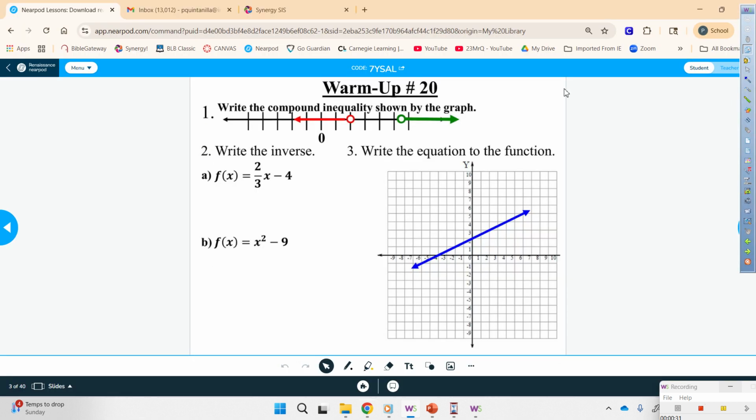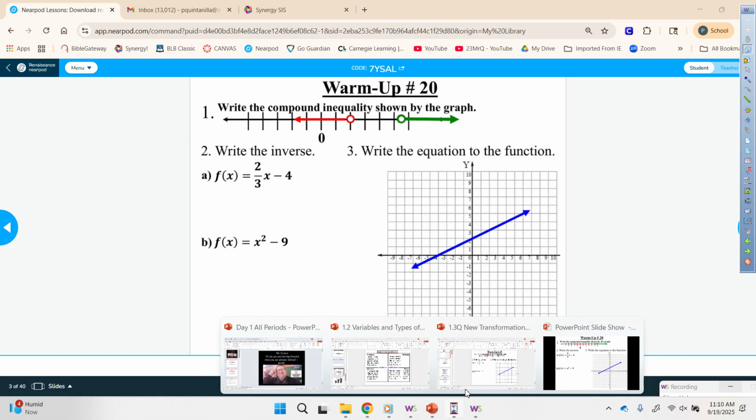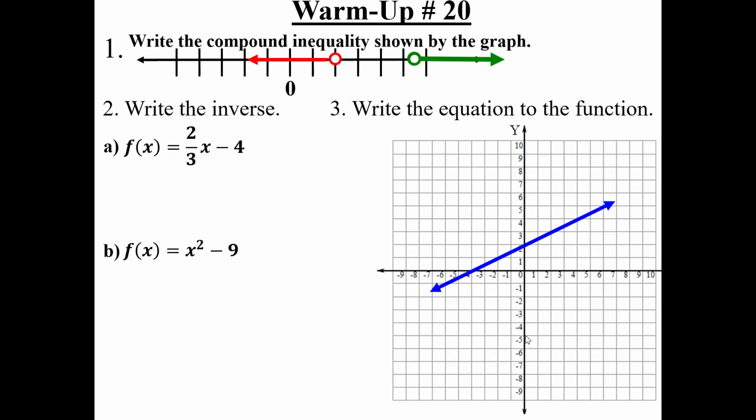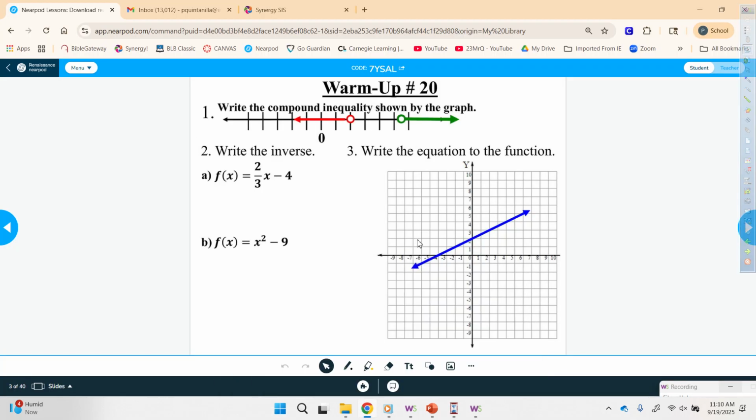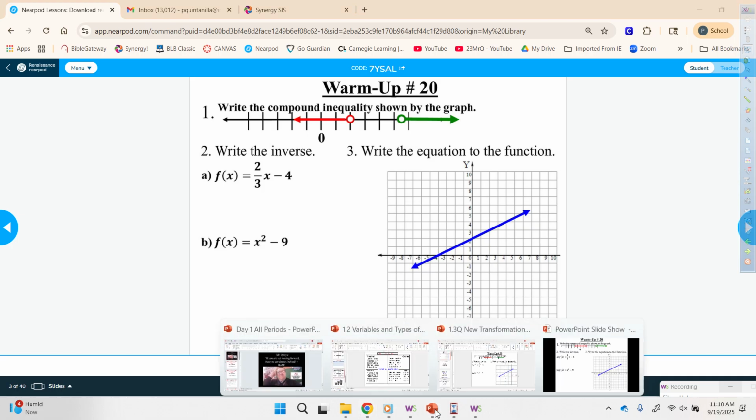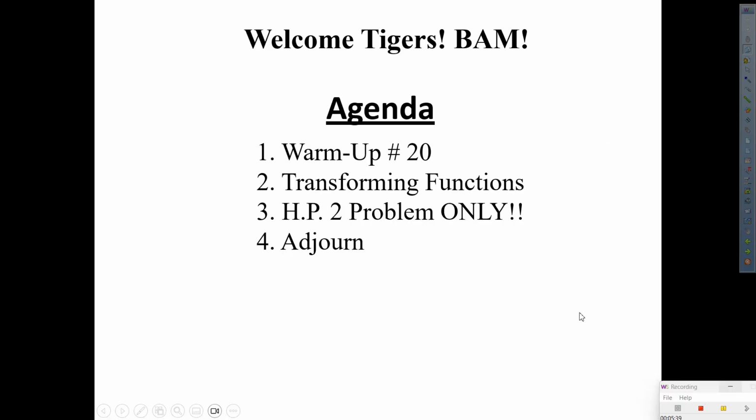Be nice. Give me a second. The code is 7YSAL. All right, copy the agenda, please.